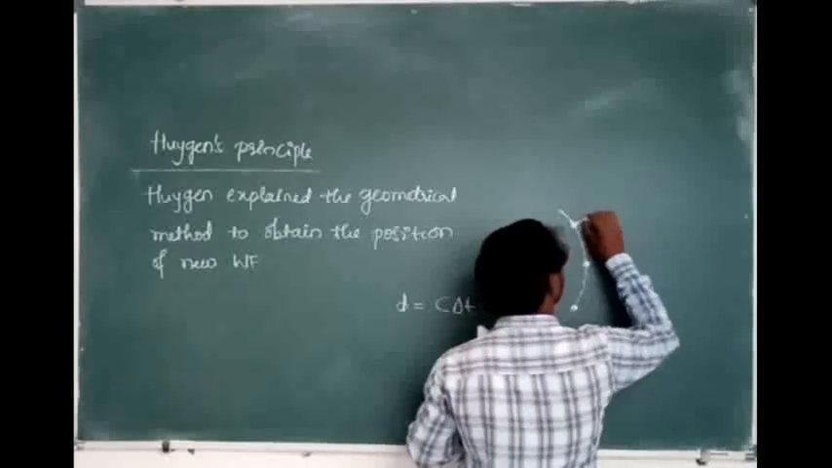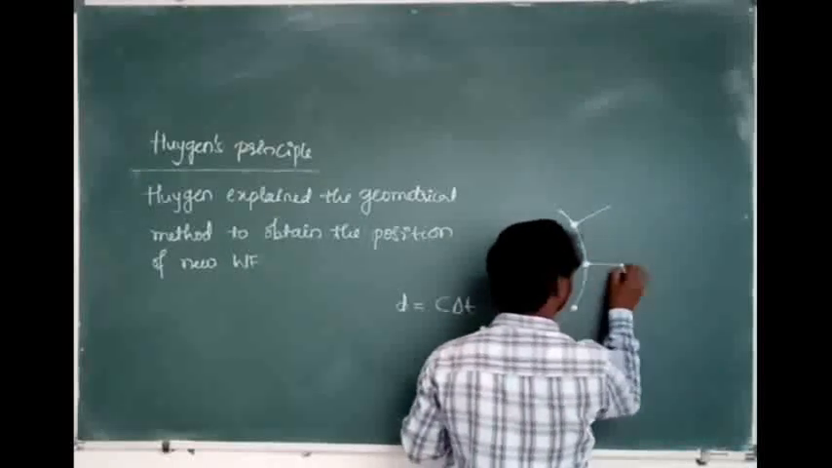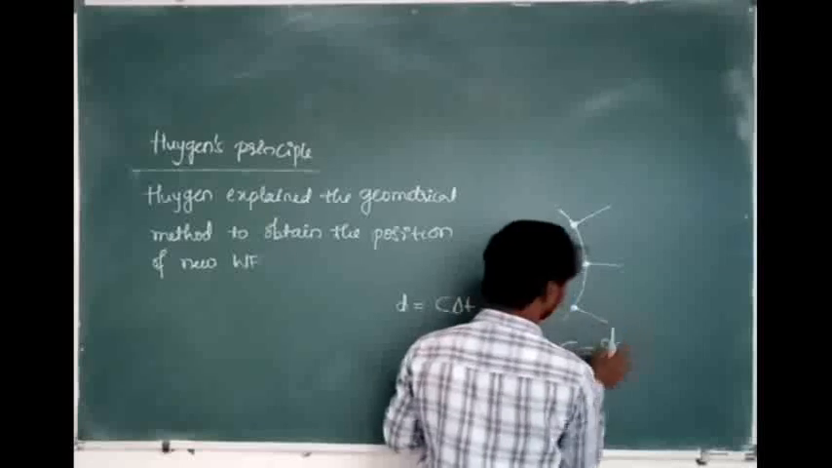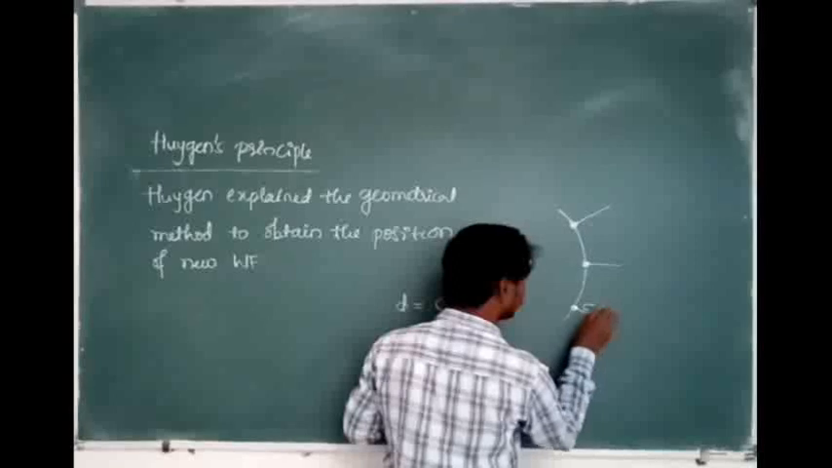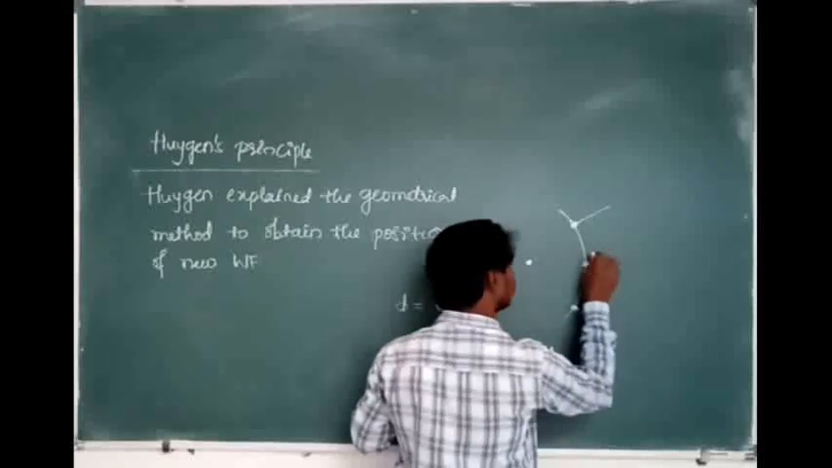See here, the light will travel this distance in the forward direction. Then what is the distance here? Each distance is c into delta t. It is also c into delta t.